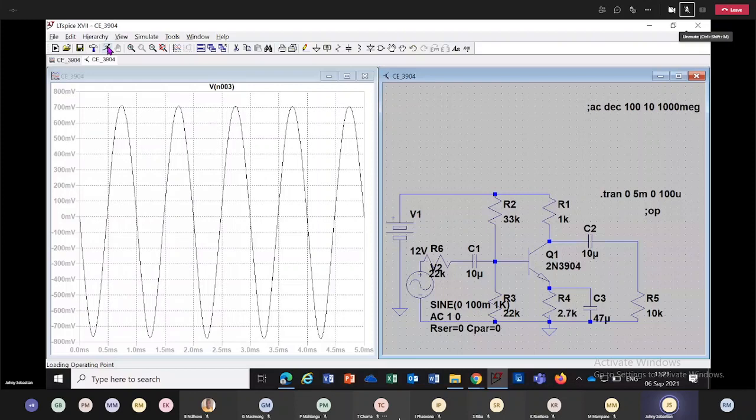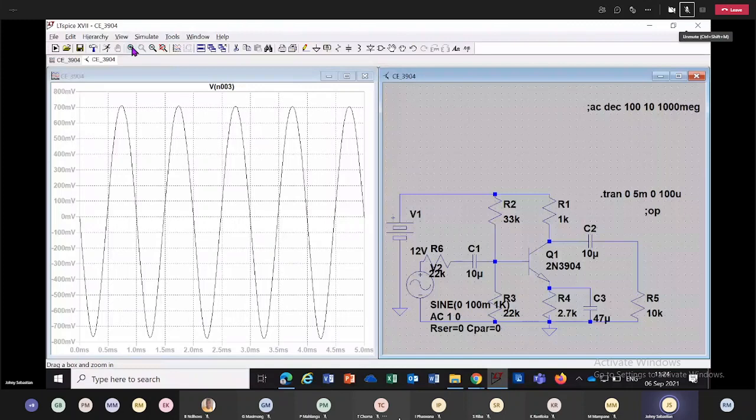If you know the collector current, it's easy. Collector current is 1.5 milliampere. So 1.5 milliampere passing through 1 kilo ohm, IC times RC is 1.5. Voltage at this point is 12, so voltage at this point is going to be 12 minus 1.5, that is 10.5. You can see at the bottom left hand side, 10.49.